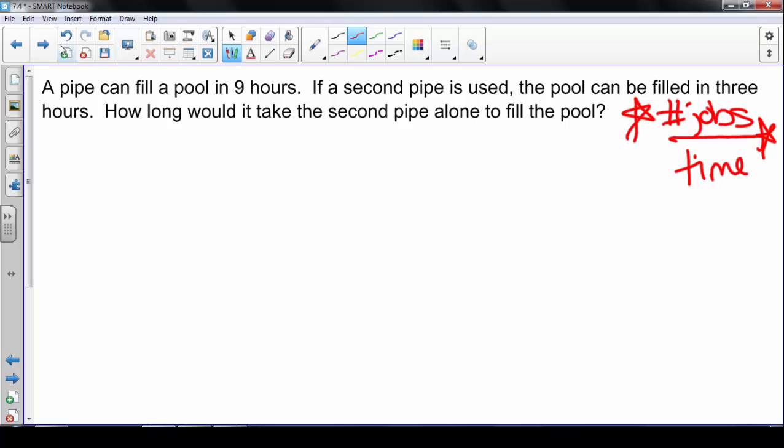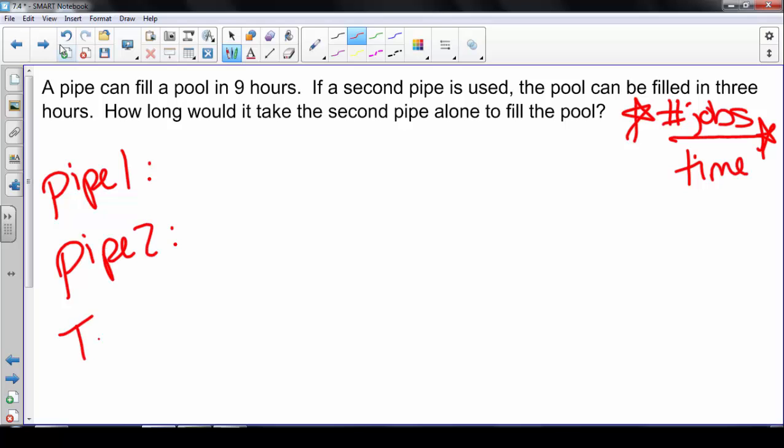So let's write out what we know. We know there's a pipe 1, we know there's a pipe 2, and we know there's together. So pipe 1 can fill the pool in 9 hours, so it can do one job in 9 hours. If we use both pipes, the pool can be filled in 3 hours. So that's together. If we use both pipes, they're still doing one job. So this is still a 1. It's one job, one pool, but they can do it in 3 hours.